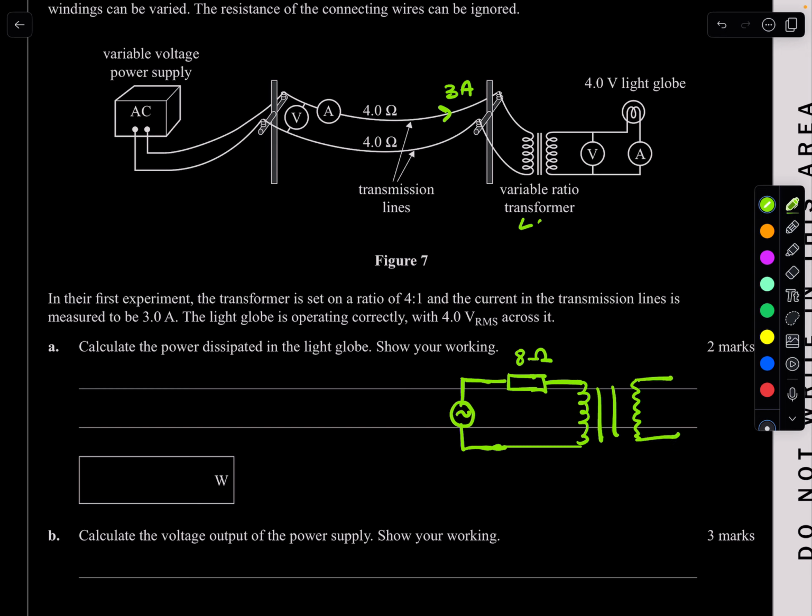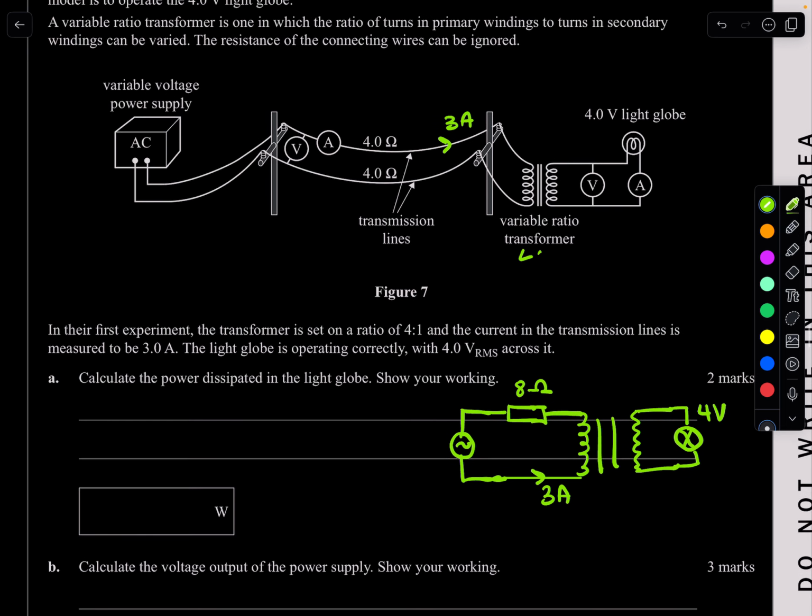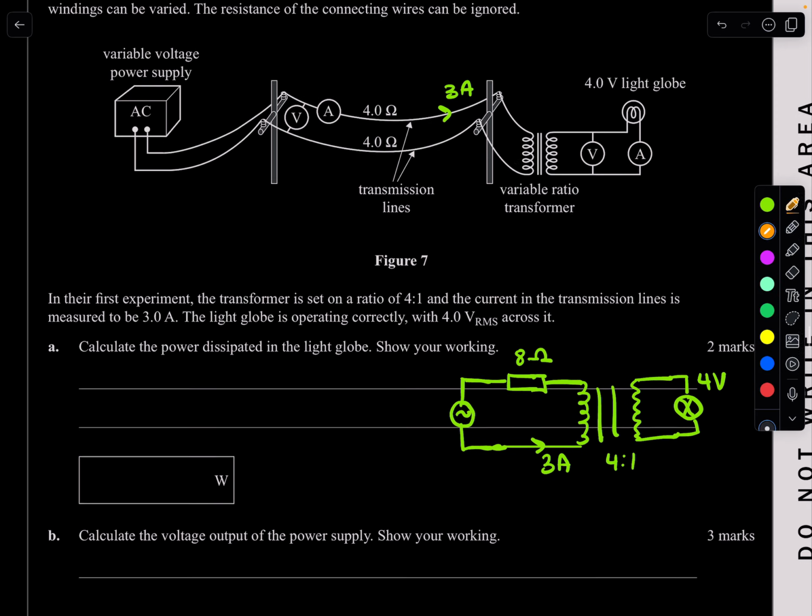And then we have a light globe, which looks like that. Beautiful. So this is kind of a summarized way. And so we know this is 4 volts here. We know that the current that runs here is 3 amps. And we also knew that the ratio was 4 to 1 here. 4 to 1. Beautiful. So let's do our calculations now.